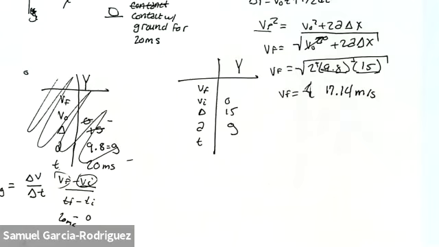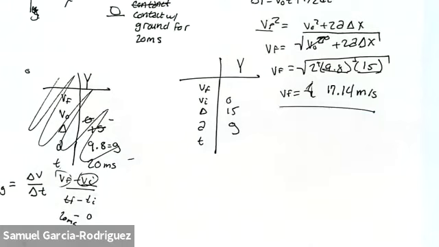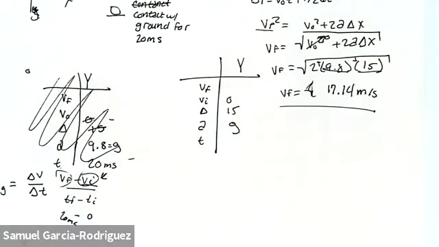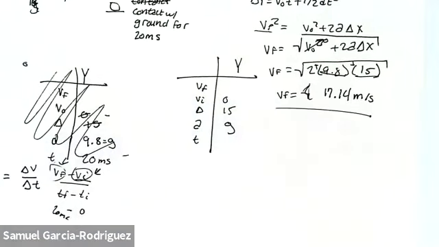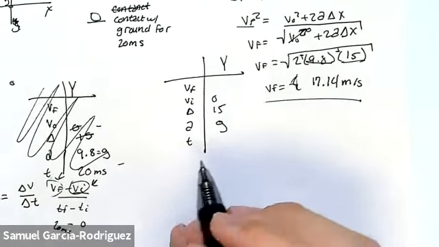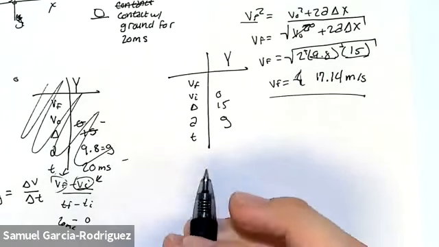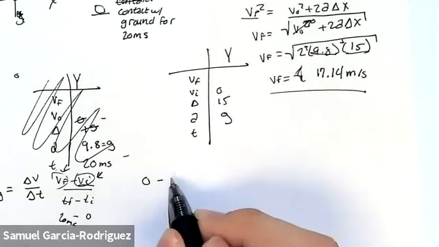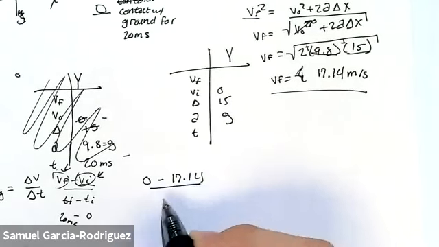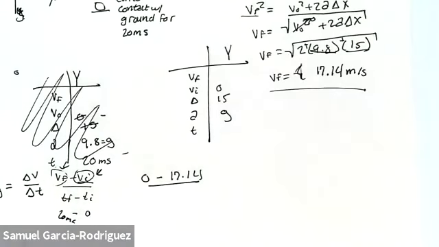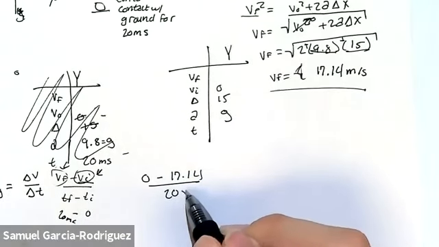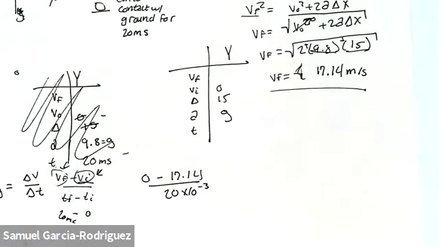Okay, going back to the question. We have a final velocity, which is this initial velocity, and now we need to solve for this. We actually already know that it's going to be 0, because by the time it's fully squished, it's not moving anymore. So from how I understand this, 0 minus 17.14 times your 20 milliseconds, so that should be 20 times 10 to the negative 3, I want to say.